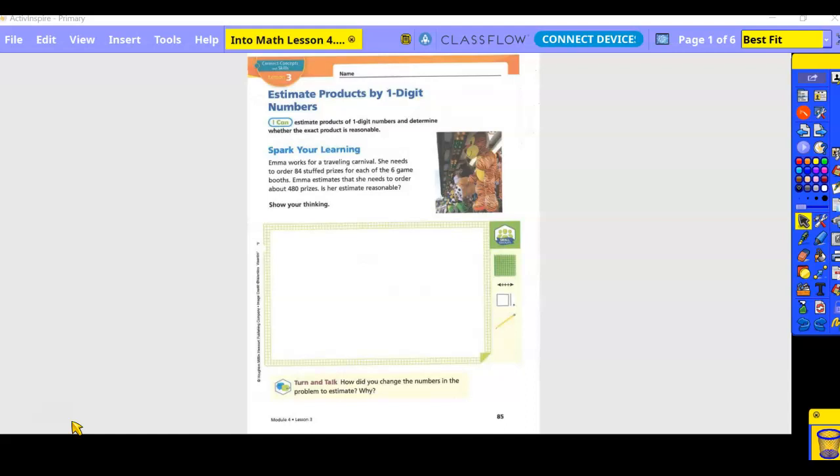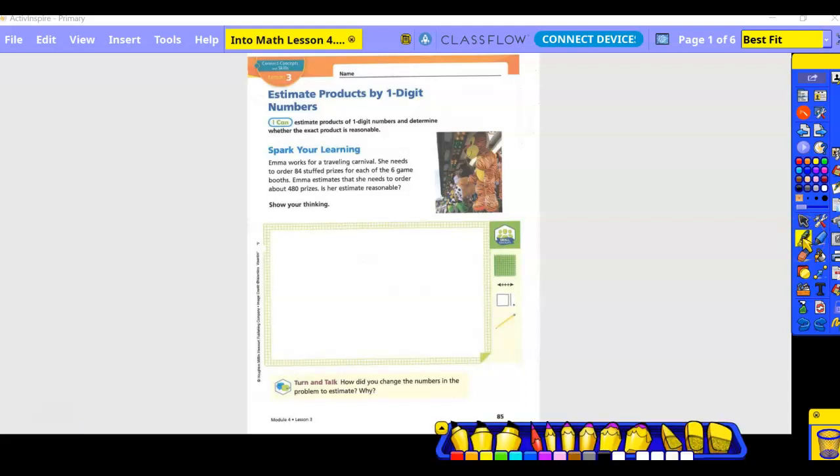Spark your learning. Emma works for a traveling carnival. She needs to order 84 stuffed prizes for each of the 6 game booths. Emma estimates that she needs to order about 480 prizes. Is her estimate reasonable? Okay, so if we took 84, is that closer to 80 or 90?